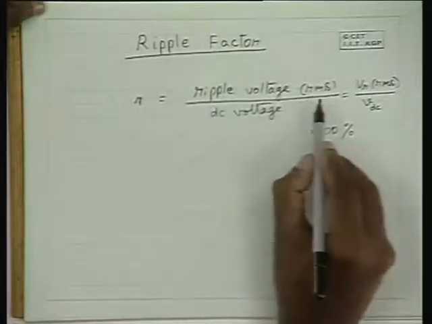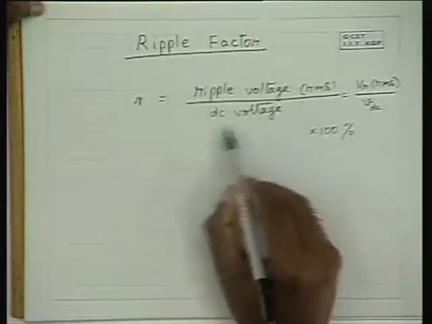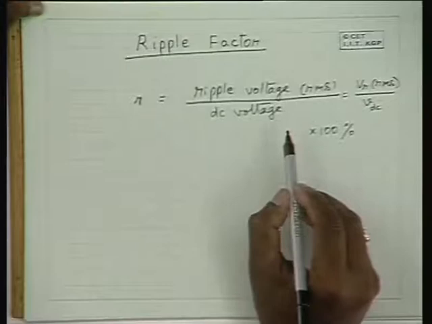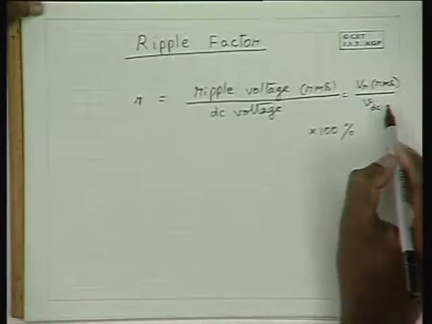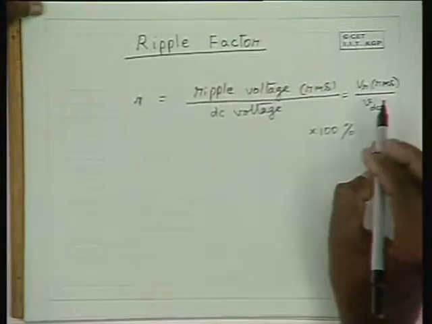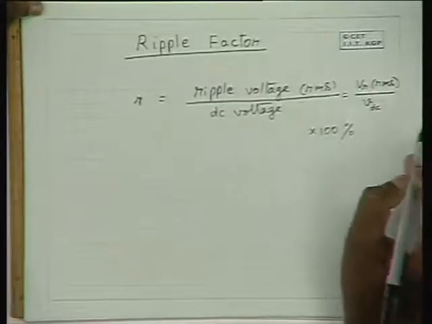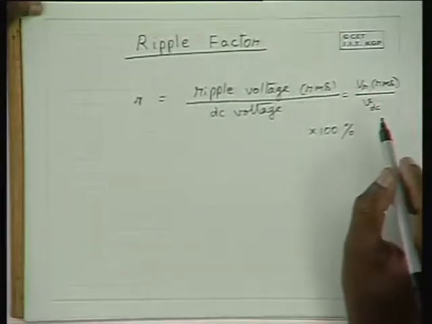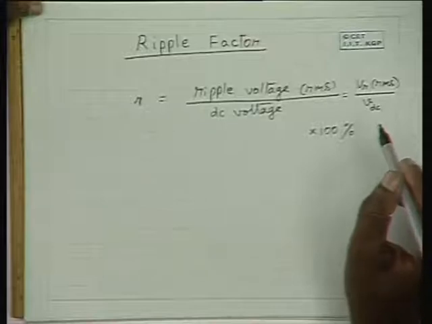It is the ripple voltage, which is measured as the RMS voltage, divided by the DC voltage. That means VR RMS by VDC, and if you want to express it as a percentage, you multiply it by 100, then you will get the percentage ripple, the ripple factor in terms of percentage of the DC.